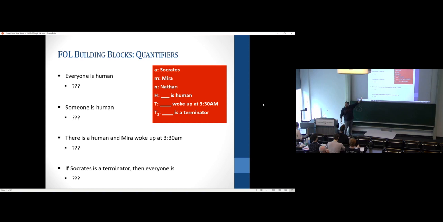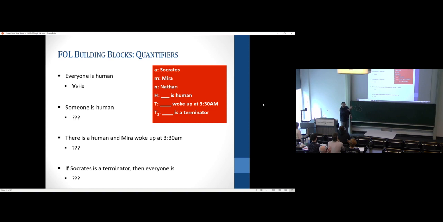This is the same sample symbolization key we had before. So let's think about how we would say, using this key, everyone is human. The universal quantifier with the line through it, an X, and then HX. Brackets or no is fine. Either way is okay with me. Perfect. So universal quantifier x, Hx.